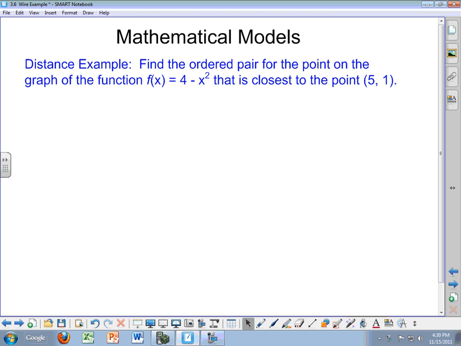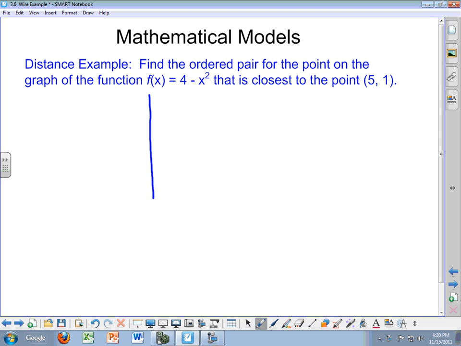Today we're continuing from the first mathematical models example, and we come across this one, which is a distance example. Find the ordered pair for the point on the graph of 4 minus x squared that is closest to the point 5, 1. We've done some of these before, but nothing that was this involved.